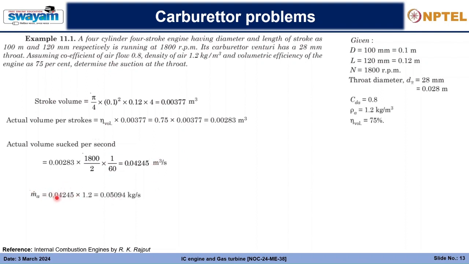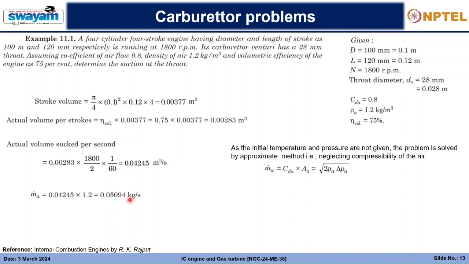So the amount of airflow rate m_a is 0.05094 kg per second. Now next, as the initial temperature and the pressure are not given, the problem is solved by the approximate method, that is, neglecting the compressibility. This is a very important note. In problems, when to use the exact analysis and when to use the approximate method: when the inlet temperature and the pressure are not given, you cannot solve it by the exact method, so you will have to consider the approximate method.